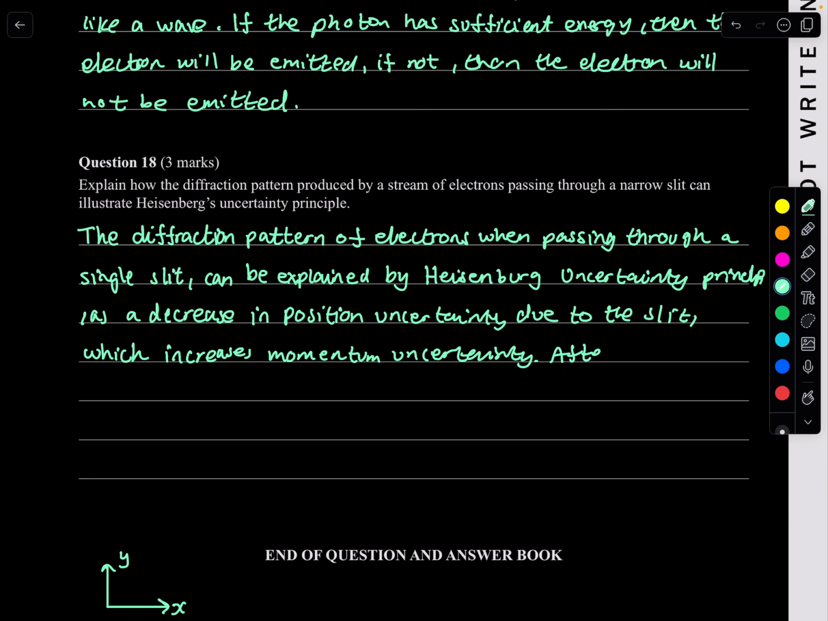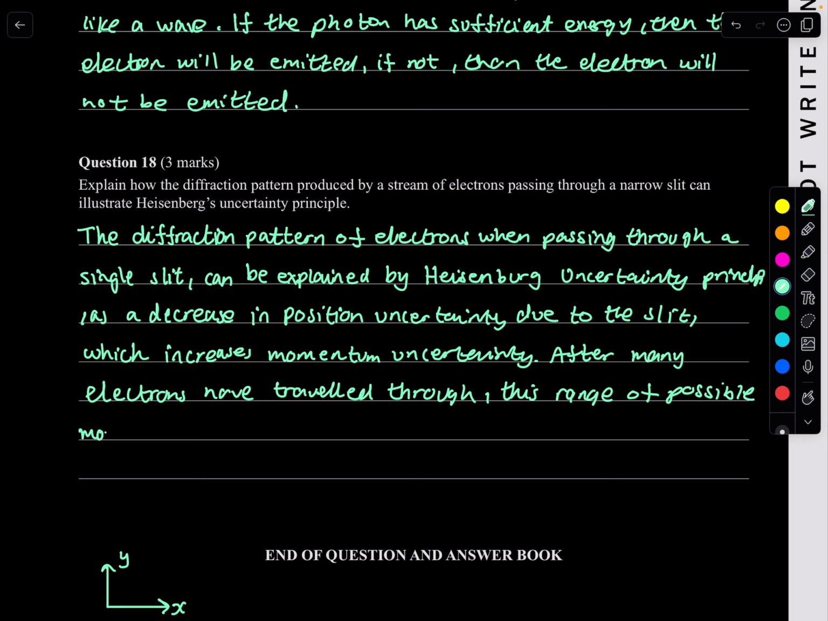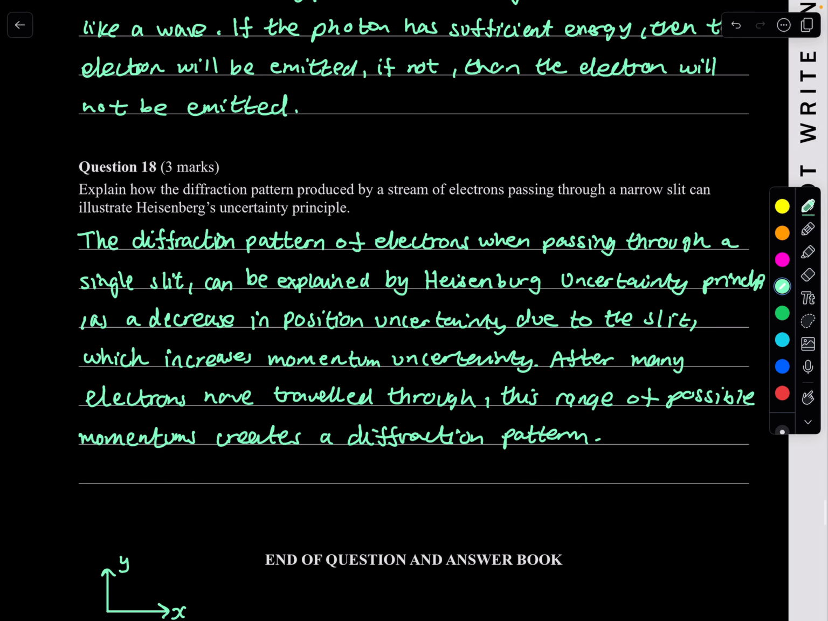After many electrons have traveled through, this range of possible momentums creates a diffraction pattern. And that is it. That's just Heisenberg's uncertainty and how it explains how a diffraction pattern is produced by a stream of electrons passing through a narrow slit.